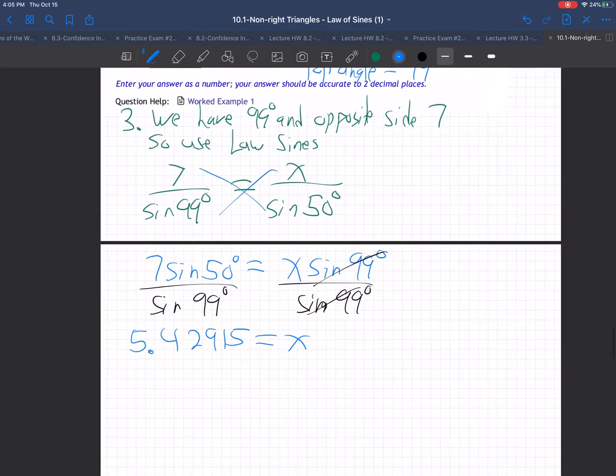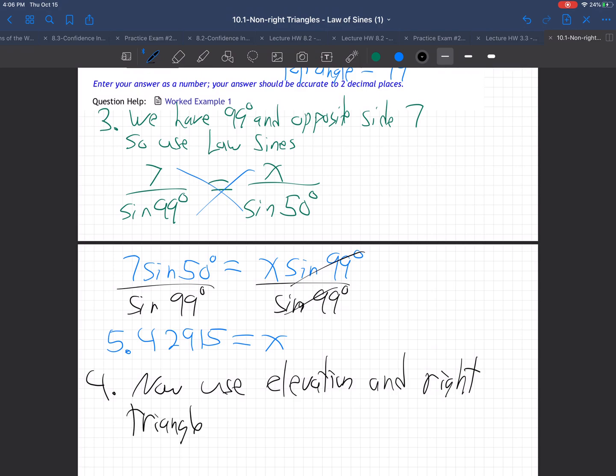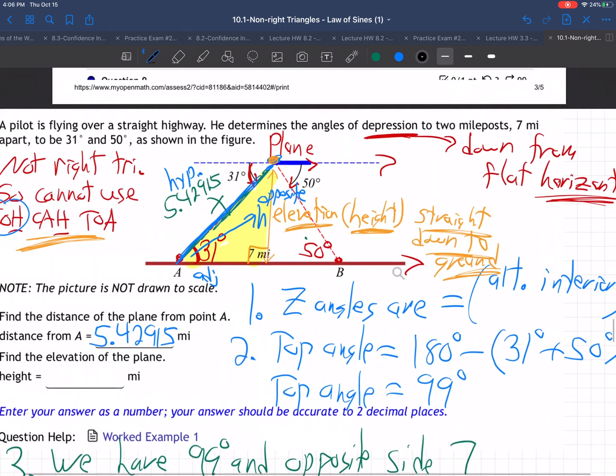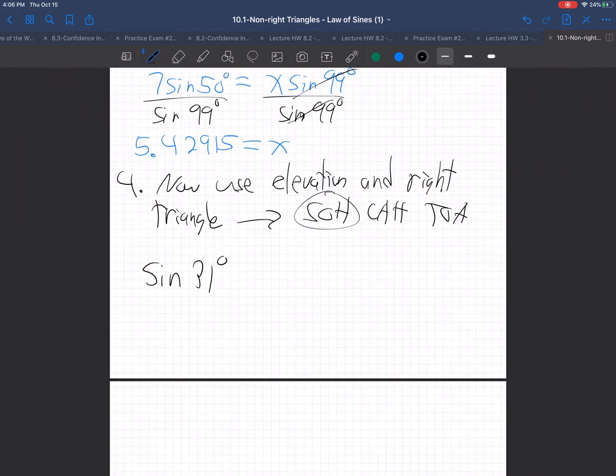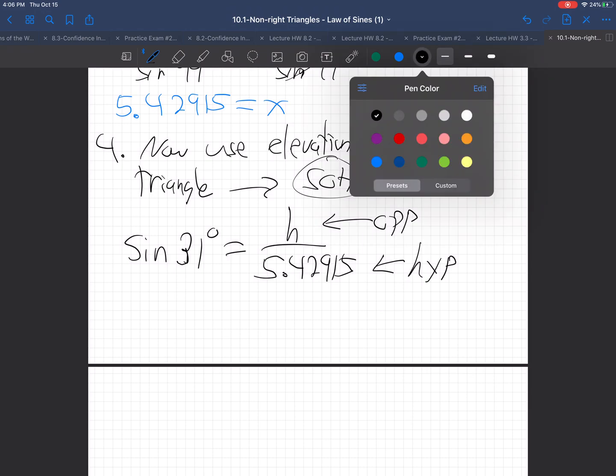Sine. So let me come down and write some of what I just did, a bunch of math without writing anything. So number 4, now use elevation and right triangle. So we're going to use SOHCAHTOA, specifically this one because we have opposite and hypotenuse, right? So the sine of that angle, 31 degrees, is h over x, which is 5.42915. This right here is opposite, and this is hypotenuse, right? Opposite over hypotenuse.